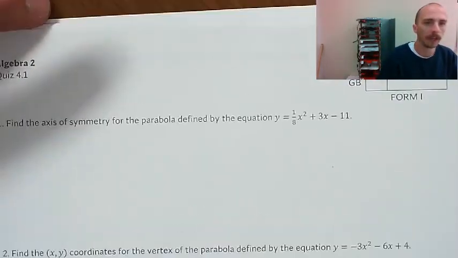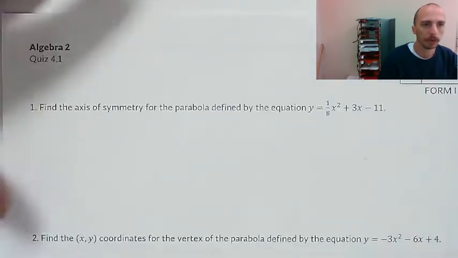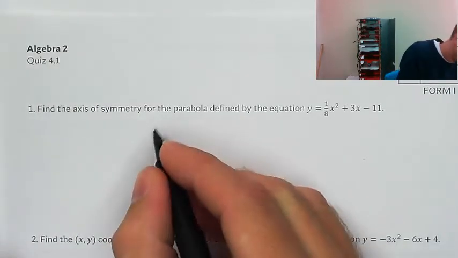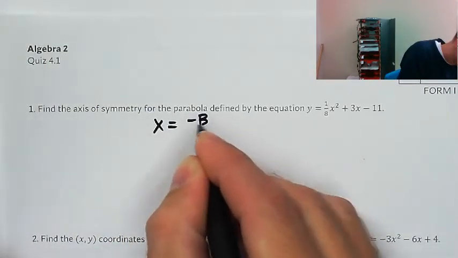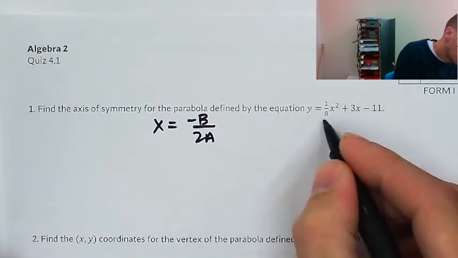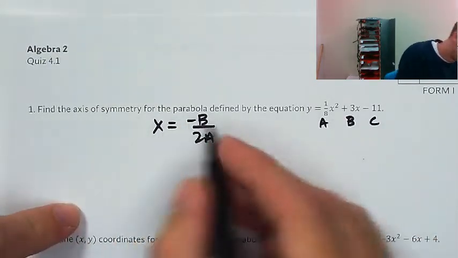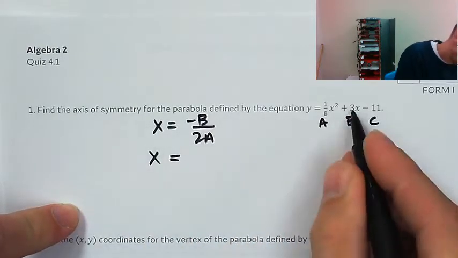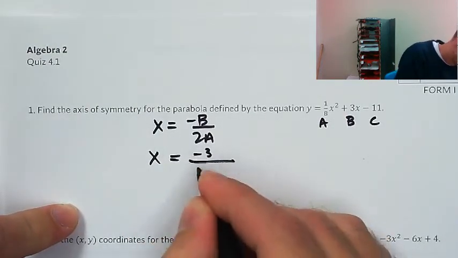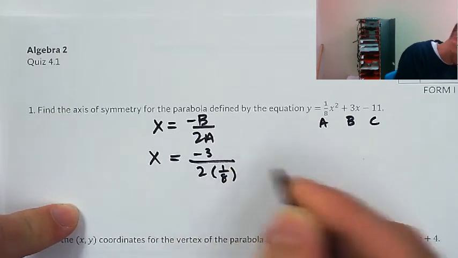Okay, we'll start with the axis of symmetry for this parabola. We're going to use the formula x equals negative b over 2a, where this is a and that's b and this is c. So this is going to be negative 3 over 2 times 1/8.